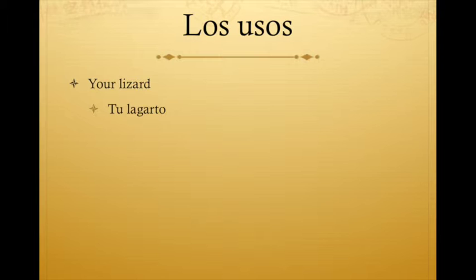For example, if I wanted to say your lizard, we would say tu lagarto. You can also notice about the word tu that it does not have an accent. The word tú with an accent means you, as in the subject pronoun. Tu without the accent means your, and that's how we distinguish them, by using an accent. My nephew is mi sobrino.